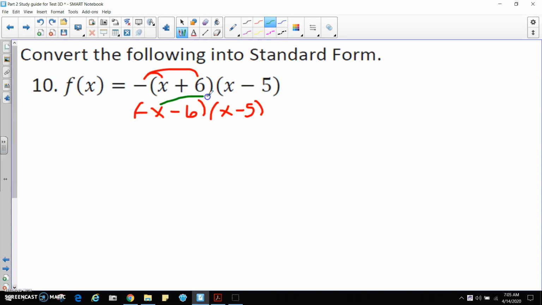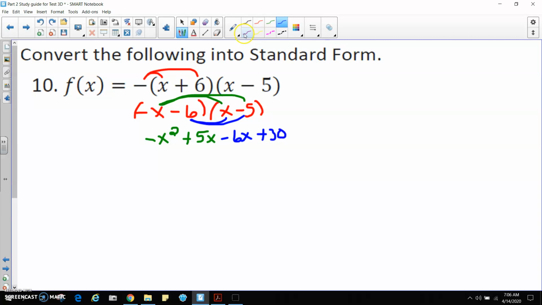Now when we multiply x times x, that's going to give us a negative x squared. Next, we'll multiply x times negative 5, and that's going to give me a positive 5x. Then we'll multiply 6 times x, which gives me a negative 6x. And 6 times this 5 will give me a positive 30. And then you take a look back just to make sure we're good.